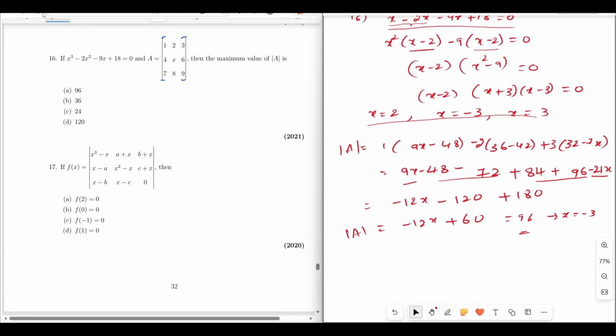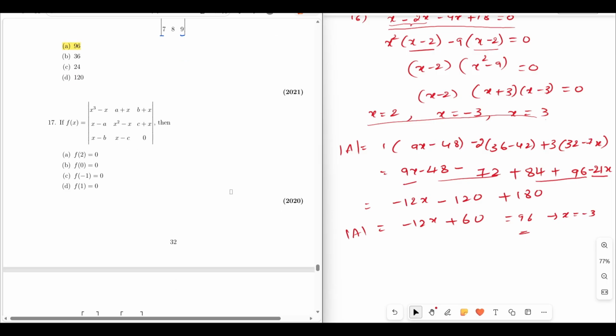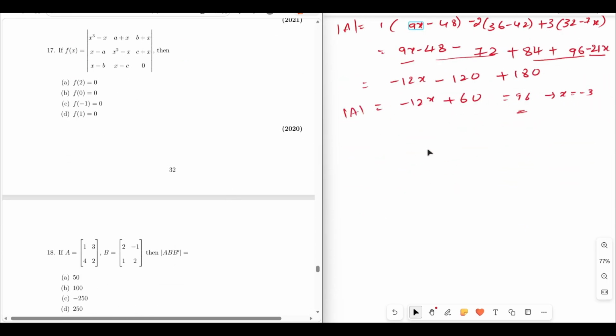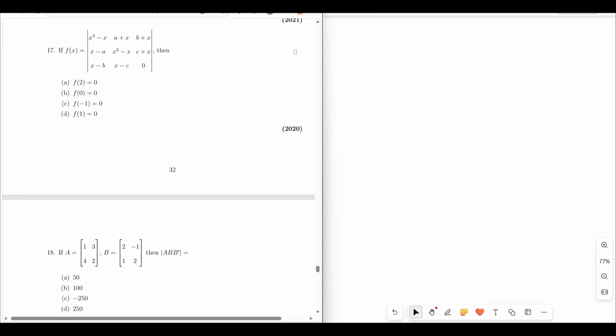So which is the right option? Option A is the correct answer, 96. So you can just eliminate the value of x as 2 and x as 3 and directly go with x equal to minus 3. So moving on to the next question from the year 2022. That is the 17th question in this.